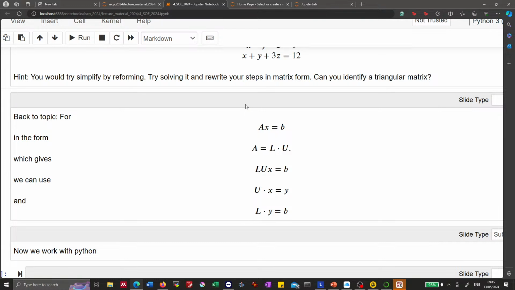That's the idea. Somebody implemented it for us. Today we will see how to use it and then compare it to our other solution approaches.